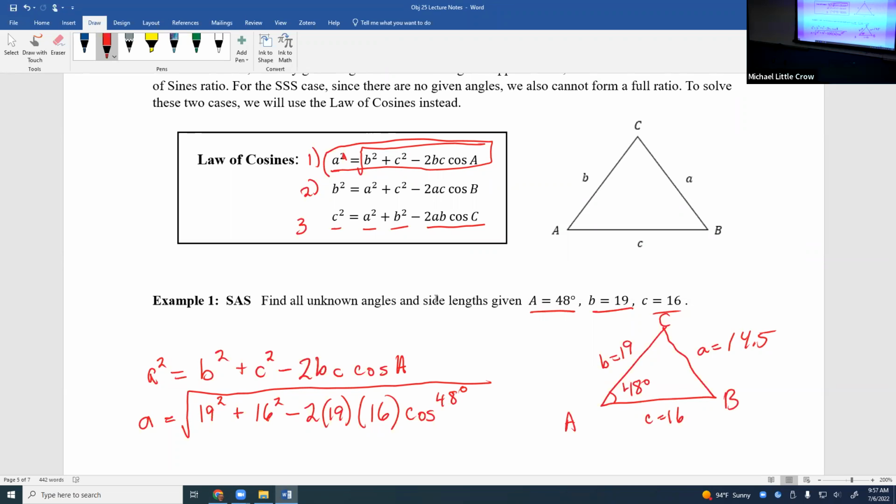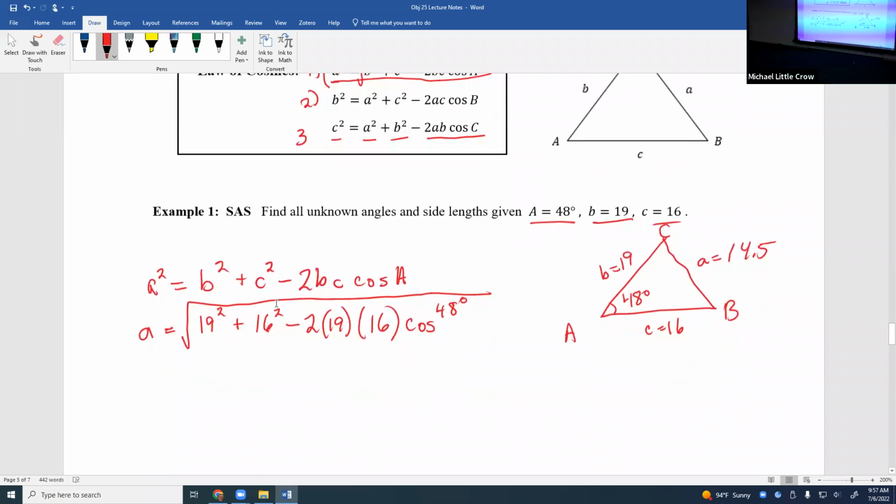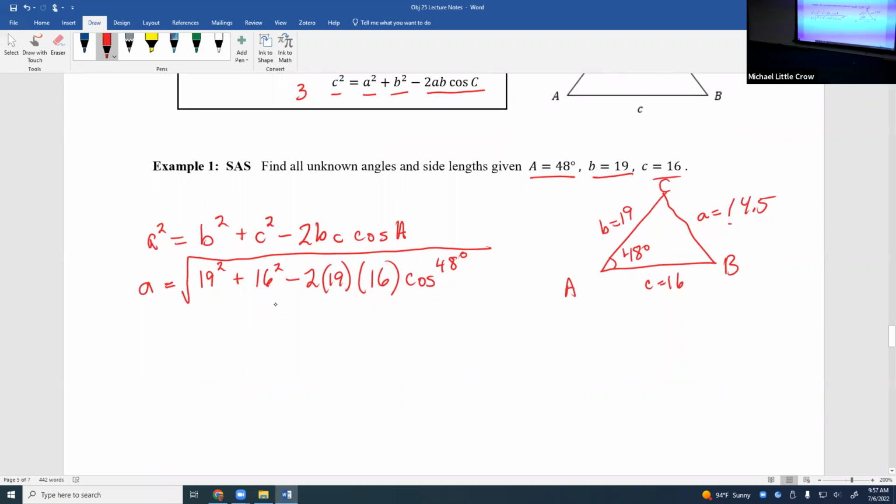Now, what's the advantage of solving for that side first? What could we do now? Switch to the law of sines, which is a little easier. You could continue using the law of cosines to find angle C and B, and you could. Again, to me, it's more complicated. Even though this is a calculated angle, it's probably more accurate to switch over.